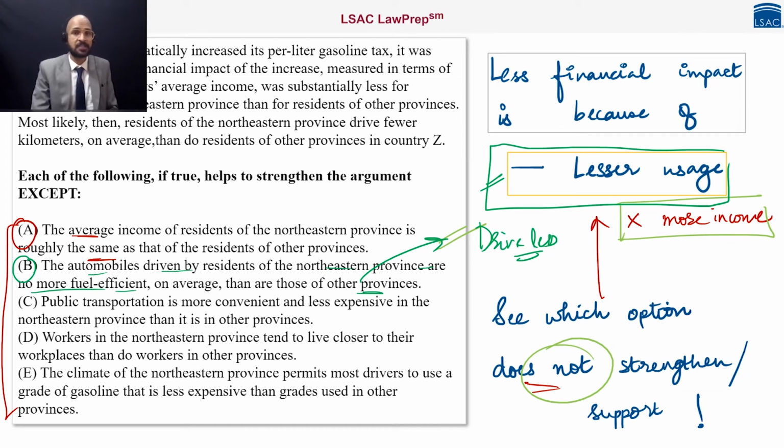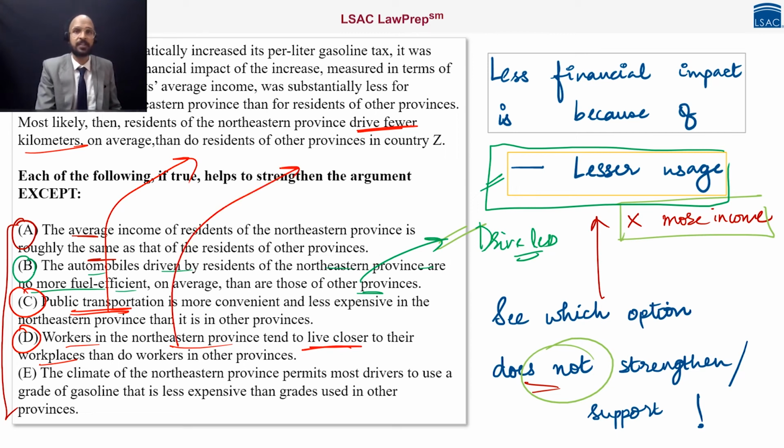Look at option C. It says public transportation is more convenient and less expensive in the northeastern province. This also shows why people use public transport. If they use public transport, it means they drive less. Again, it supports. Look at option D. It says workers in the northeastern province live closer to their workplaces. If they live closer to their workplaces, again it supports that they drive less.